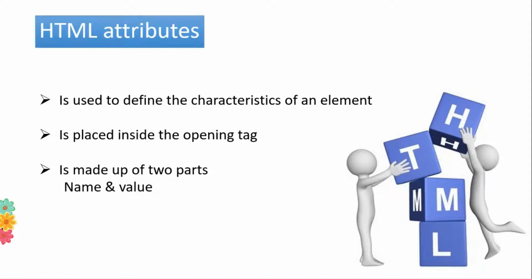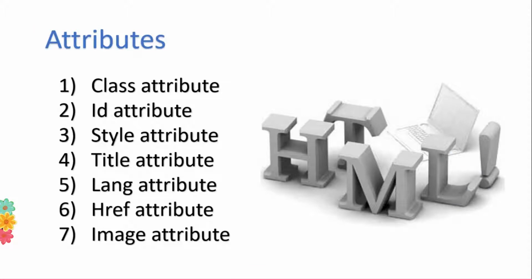HTML attributes. They are used to define the characteristics of an element, and HTML attributes structure the elements and manipulate their behavior as per the user's preference. Attributes are made up of 2 parts, name and value, and are placed inside the opening tag. We have 7 HTML attributes: class attribute, ID attribute, style attribute, title attribute, language attribute, image attribute and href attribute. These are all covered in a practical session.